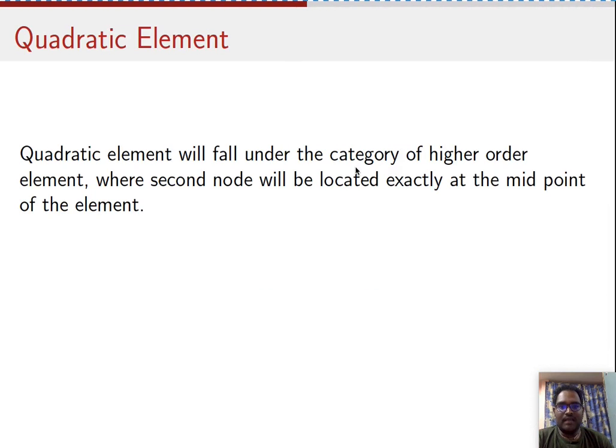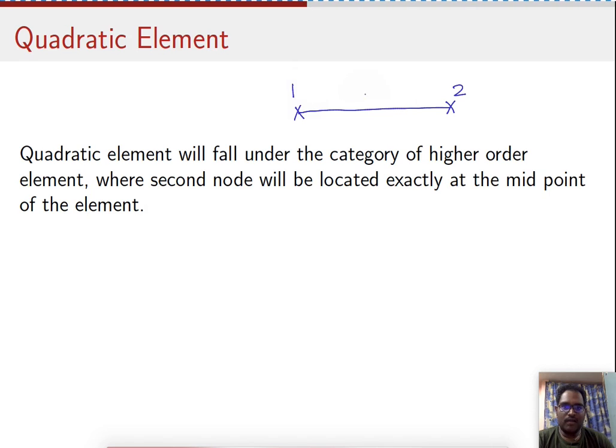So a quadratic element falls under the category of a higher order element, where the second node will be located exactly at the midpoint. This is an extension of a bar element. A bar element is basically a simple lower order element, which means it just consists of an element. So we'll have node number 2 over here and node number 1 over here. Put together, this is just a single element.